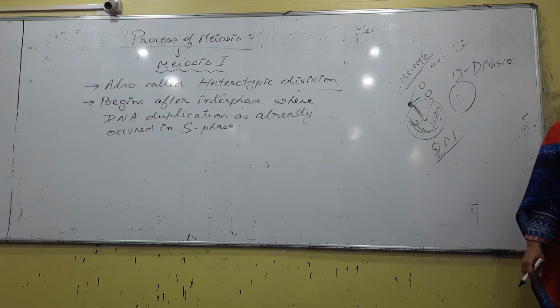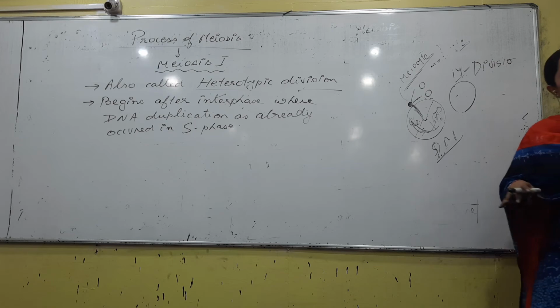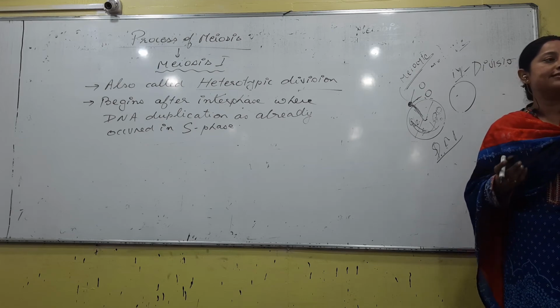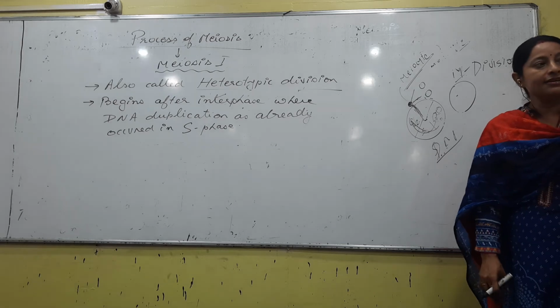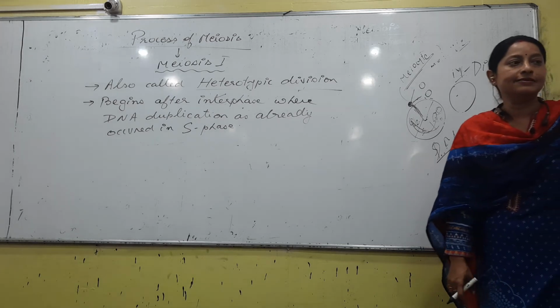Meiosis starts from which stage? Specifically, it starts from prophase. It is well obvious that meiosis is a division phase, and for division the I phase must have happened, so we don't need to write it again. So meiosis always starts from prophase.